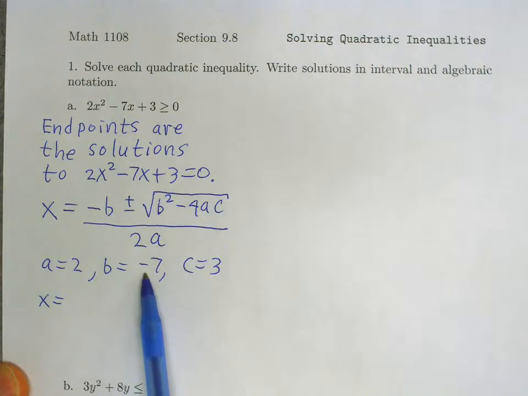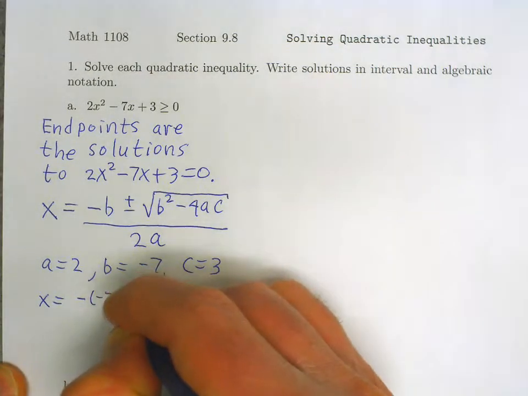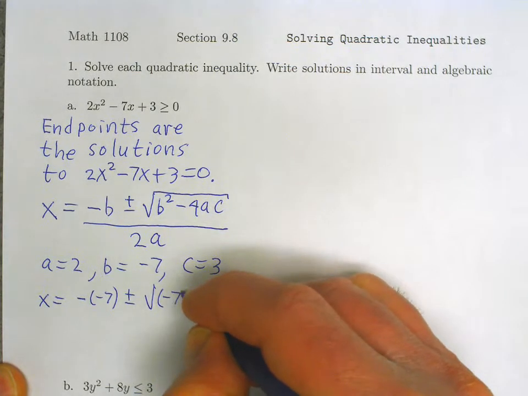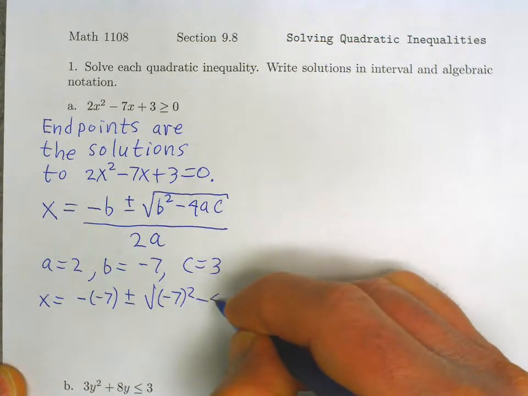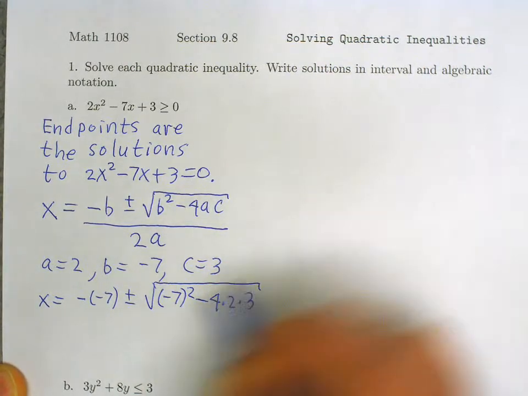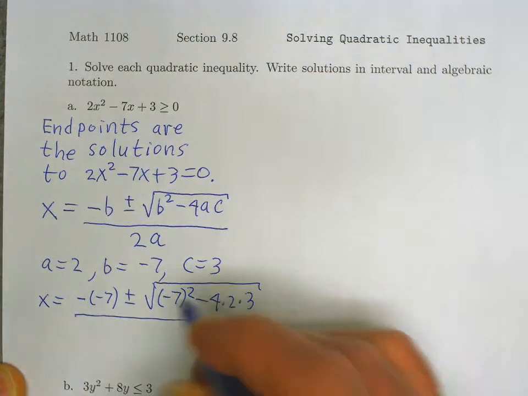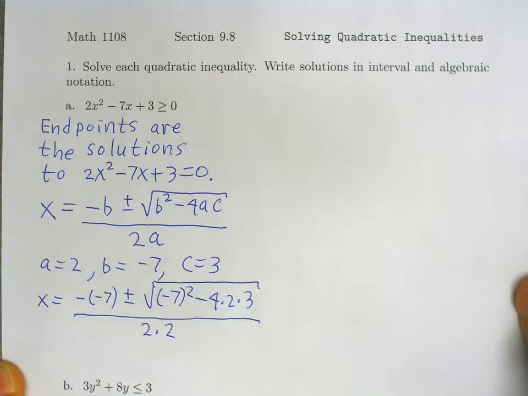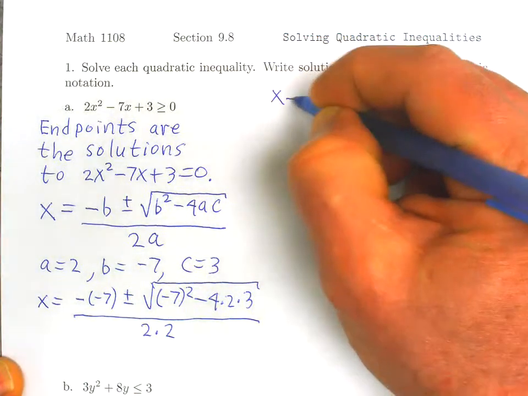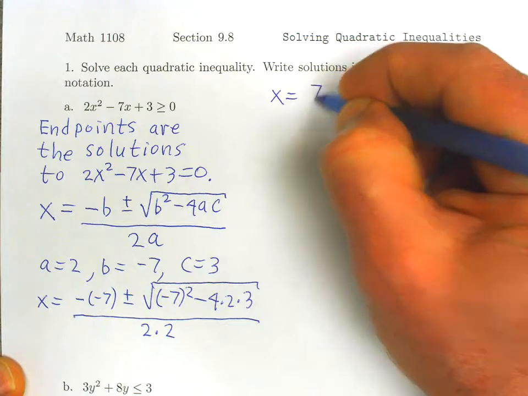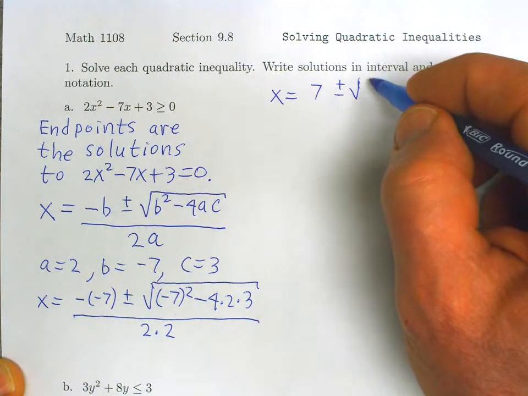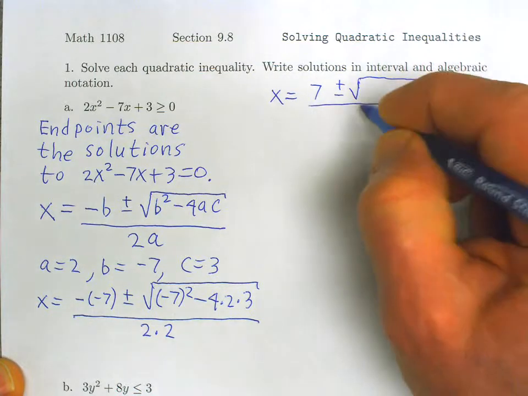Negative b is the negative of negative 7, and then plus and minus the square root of negative 7 squared minus 4 times 2 times 3, all divided by 2 times 2. The negative of negative 7 is 7, and then plus and minus the square root of some number, all divided by 4.